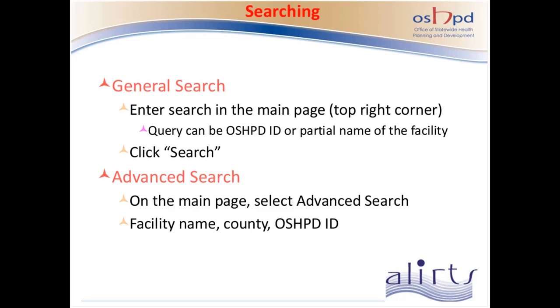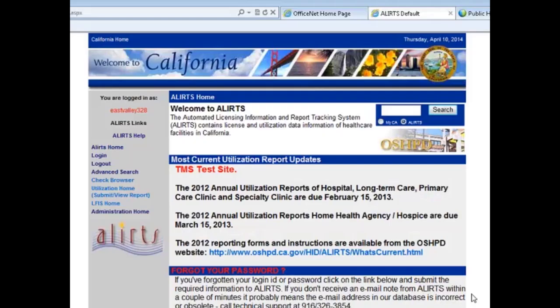Please note, you do not need to be logged in to view a license or view a report. However, you do need to be logged into the website to be able to create or revise a report. To use the general search function, let's take a peek at the ALIRTS website. We are going to go to the ALIRTS homepage. It gives us all the pertinent information that we need.